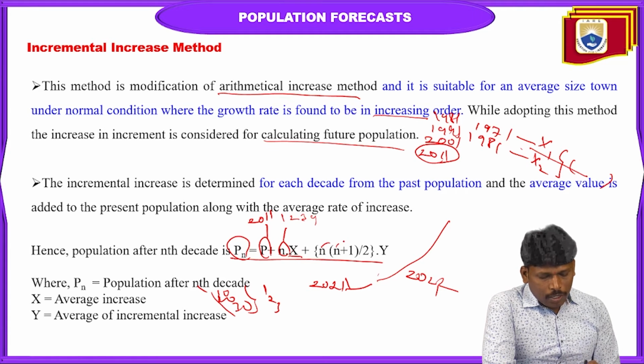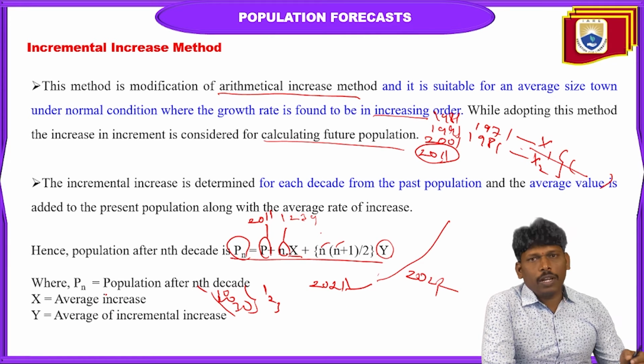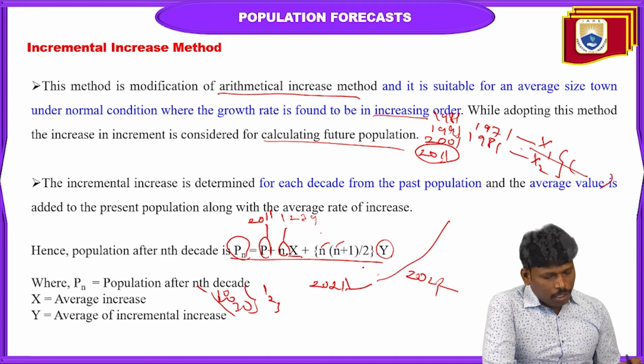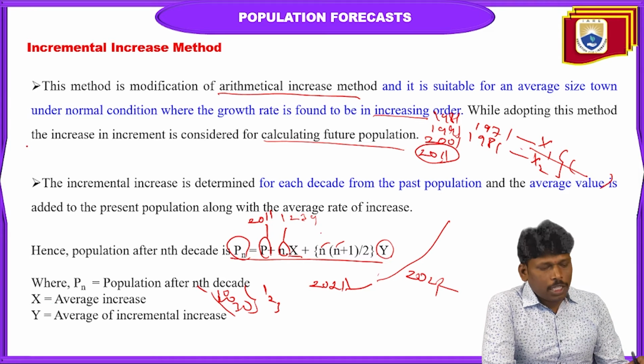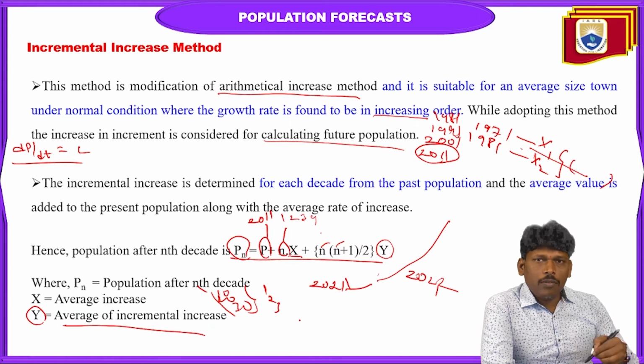Again it is decade-wise only, and y is the average of the incremental increase. This is the difference compared to the previous arithmetical increase method. Here we get the y. Previously, in the arithmetical increase method, we just made one assumption, that the rate of growth of the population with respect to time is constant. Here we need to identify the incremental increase for each decade.